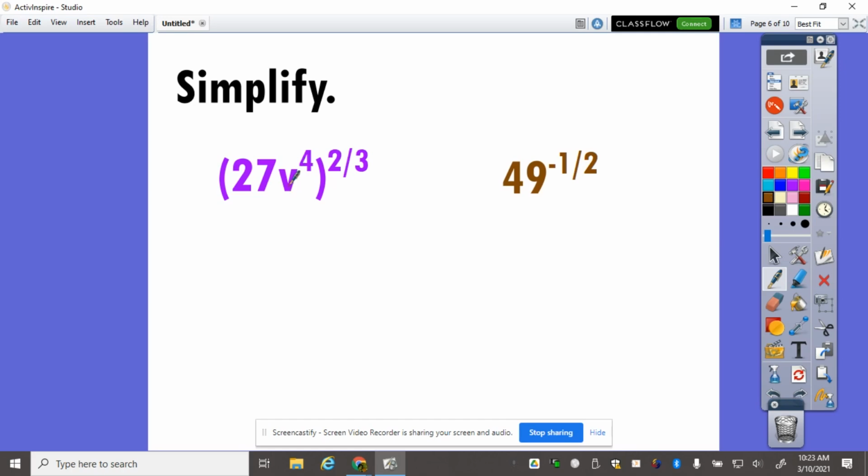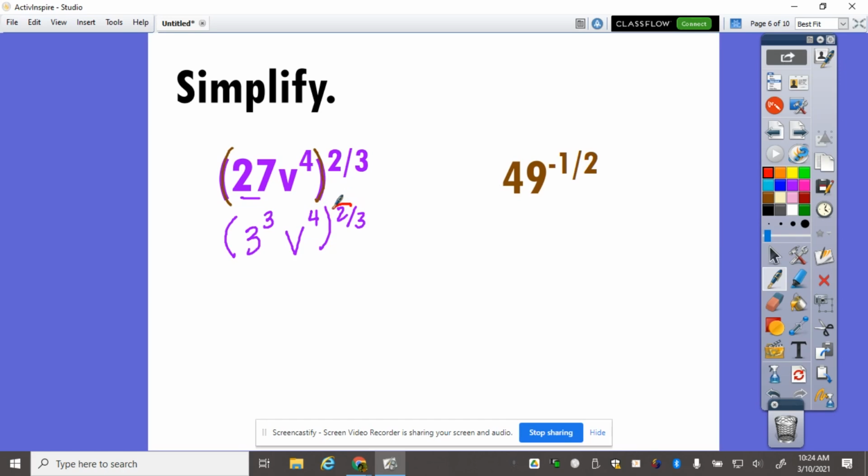Next, simplify 27v^4 raised to 2/3. Remember, guys, that this entire thing is raised to 2/3. Okay, so how do we do it? First, we have to understand that 27 is the same thing as 3 to the third power, and v is the same thing as v^4. That's still v^4 raised to 2/3.